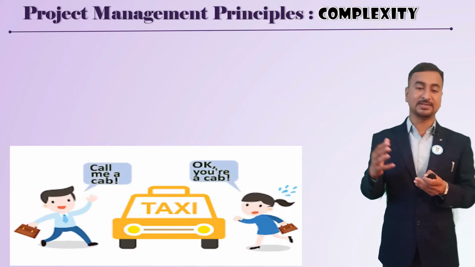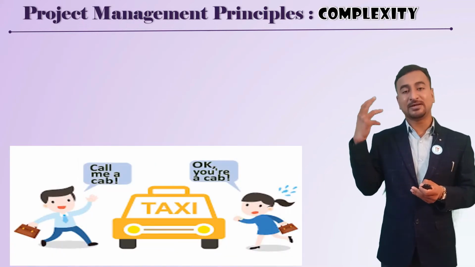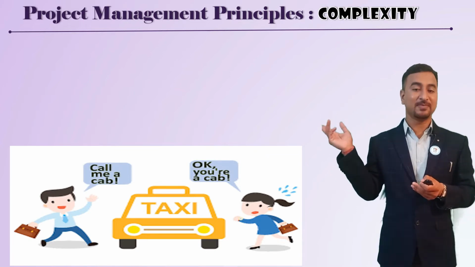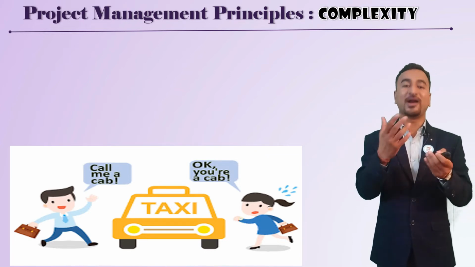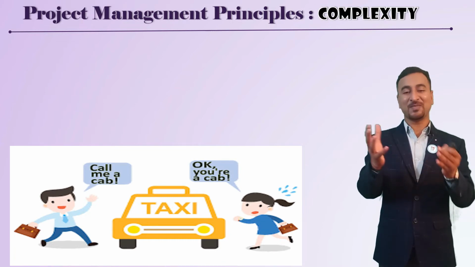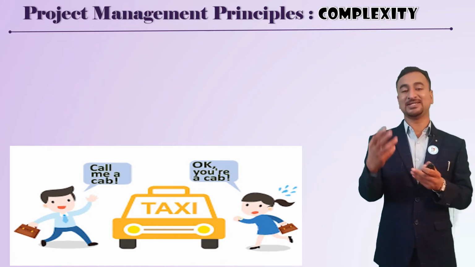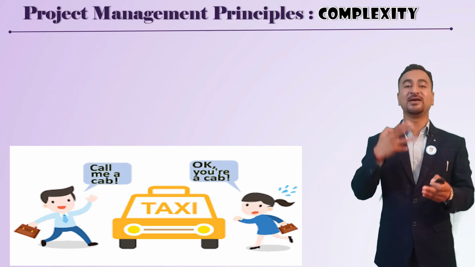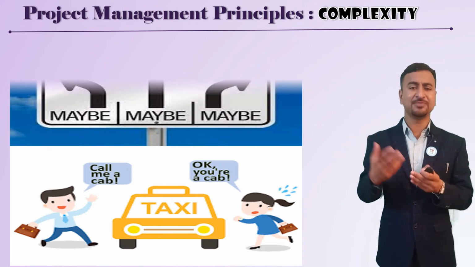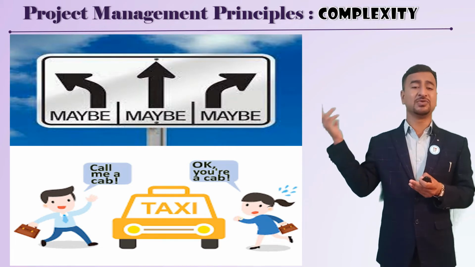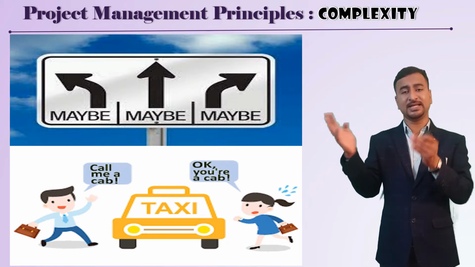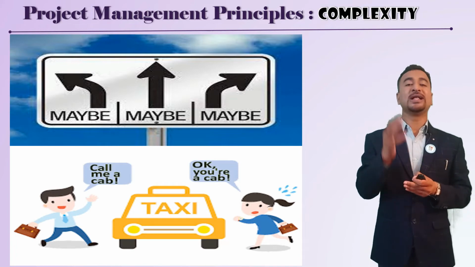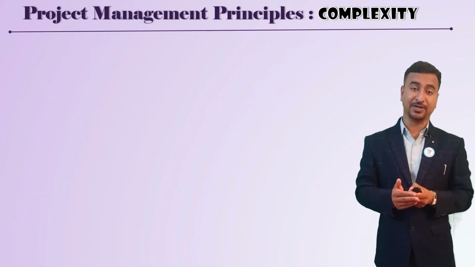Now I will simplify that. Like someone says, call a cab, and she responds, okay, you are a cab. So it's a joke, but it is a kind of misinterpretation, because people are not used to the behavior and culture barrier that goes with it. So there are maybe many directions, but you don't know which direction to go. That is related to ambiguity.